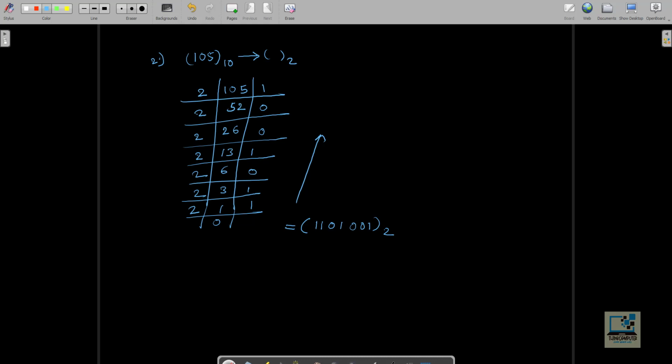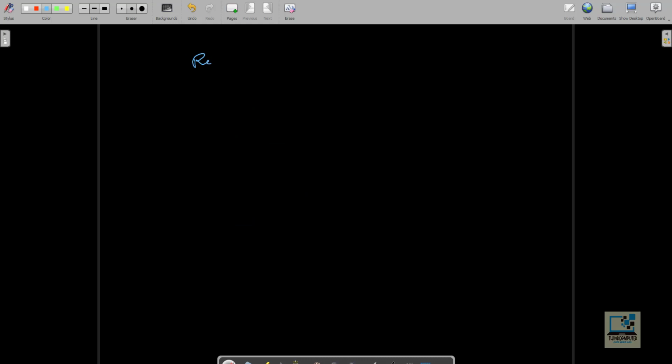Now let us try to convert decimal to binary for real numbers. So first need to understand what is a real number. Well, real number means any number in which there is an integral part and there is a fractional part. For example, 22.525, this is an example. So in this number 22, the first part which is before the point is called the integral part, and 0.525 which is after the point, that is called the fractional part.